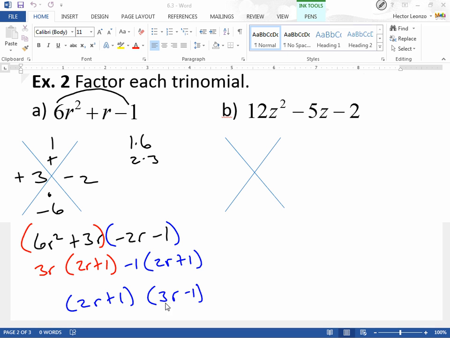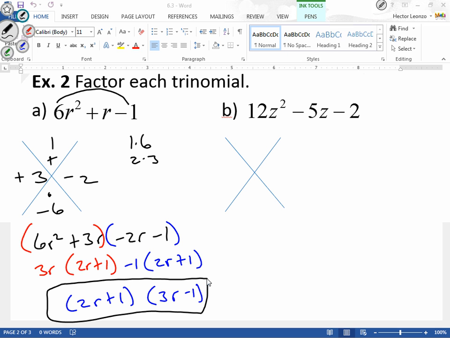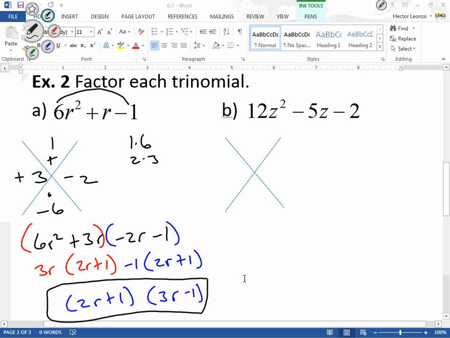But in reality, we get the same factors. The order of the factors does not matter. So in my first parentheses, 2r plus 1 or 3r minus 1, it doesn't matter. So what I mean by that is this is one of our answers.